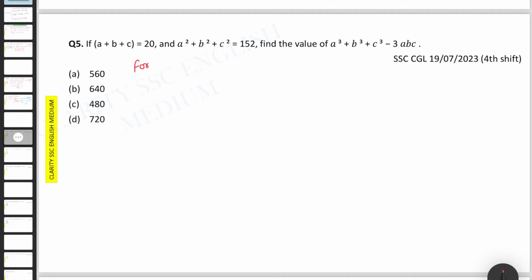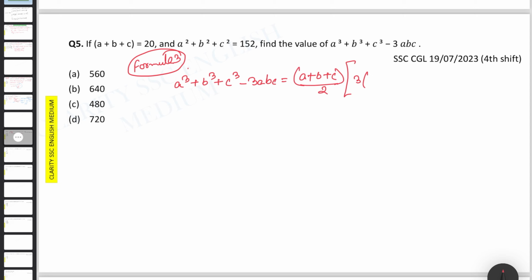This is formula number 3. What does formula number 3 say? Formula number 3 says a cube plus b cube plus c cube minus thrice abc is equal to ((a plus b plus c) by 2) times (3 times (a square plus b square plus c square) minus (a plus b plus c) whole square). This is the third formula that I had given in the earlier session. So let's try to calculate by using this formula.